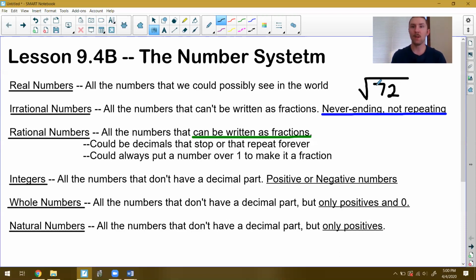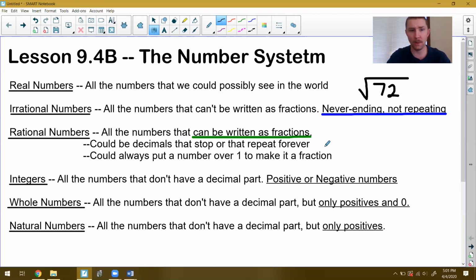In reality, whenever a square root shows up as a decimal, it goes on and on forever. It never stops, and it never repeats. That's true of any square root number that doesn't come out nicely, so anything not from our list earlier.